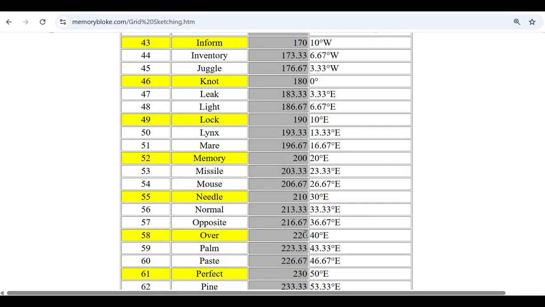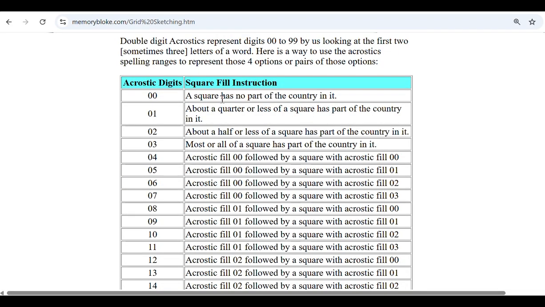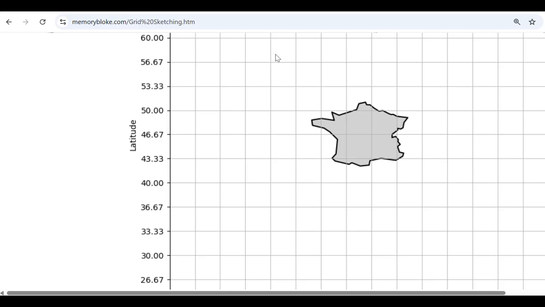And the different fills to do on those little squares of the map are: fill in none of a square, fill in a bit of a square, fill in about half of the square or a bit less, or fill in all or most of a square. And that's what led to the system which I'm going to demonstrate in this video.